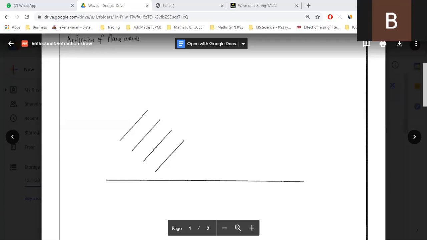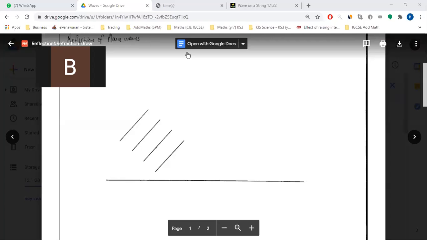Okay, so let's continue to the last part of the refraction. For reflection, what you need to pay attention to is how to sketch, and they will also ask you what will change and what will not change. Okay, now the next one is refraction. Refraction of light. Sorry, refraction of waves.